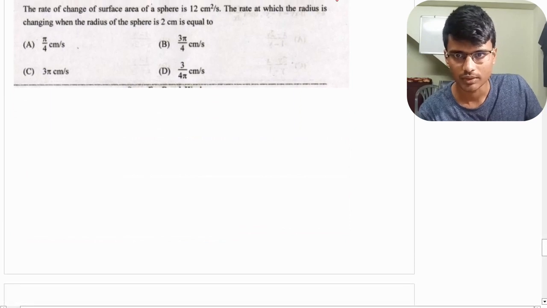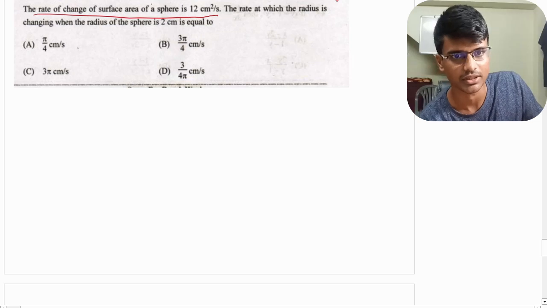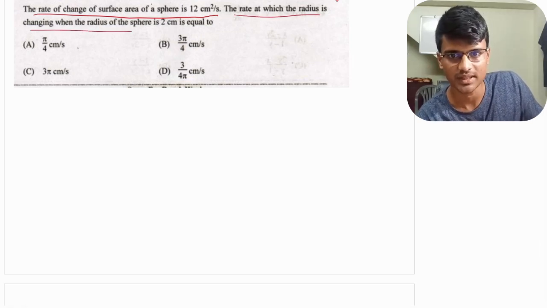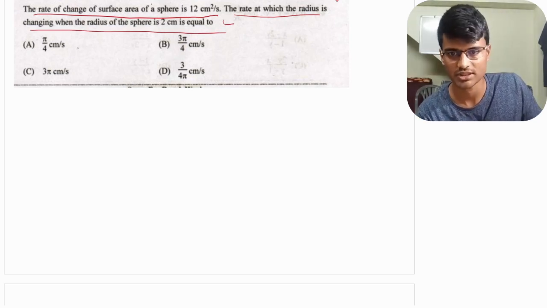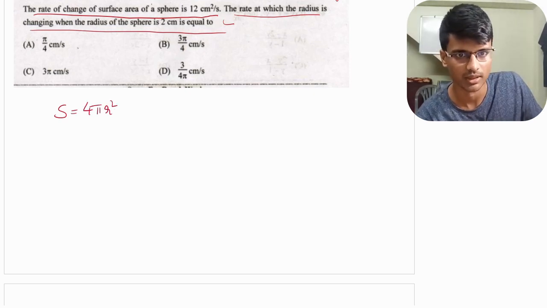Okay, so here the rate of change of surface area of a sphere is 12 centimeters square per second. We need the rate at which the radius is changing when the radius of the sphere is 2 centimeter. So they are talking about the surface area. So first thing we'll do is, surface area of a sphere S is equal to 4 pi r square. Everyone knows this formula, right?